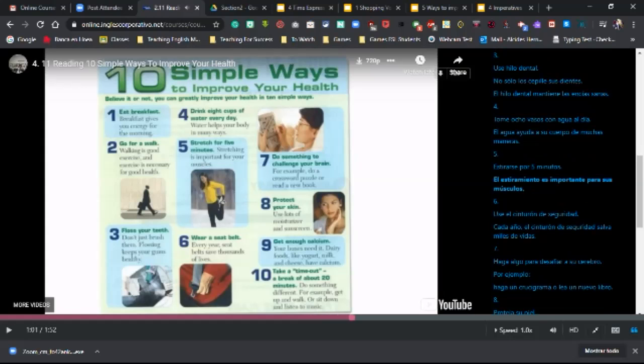Okay, what is number 5? Estirarse. Yes, stretching your muscles. Estirar los músculos. Yes, they need to be active. Let's go for number 6.